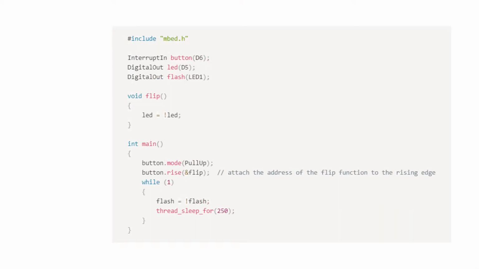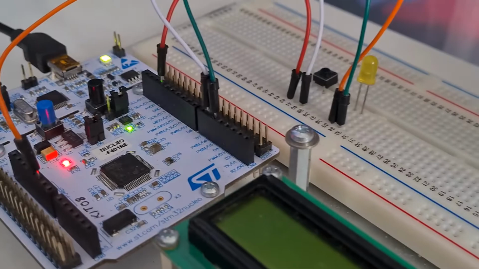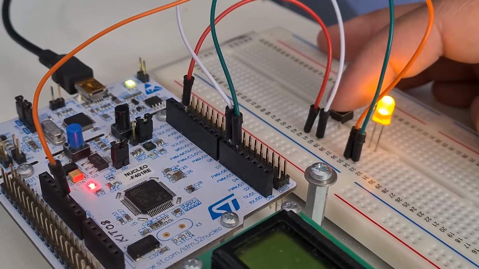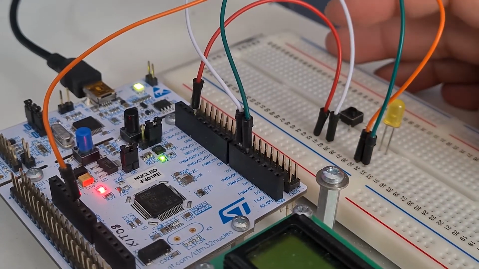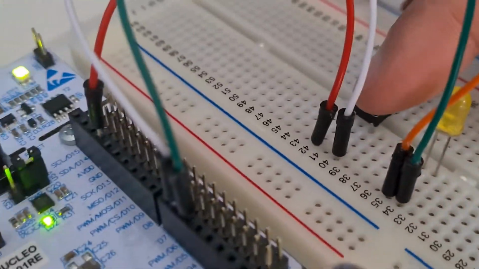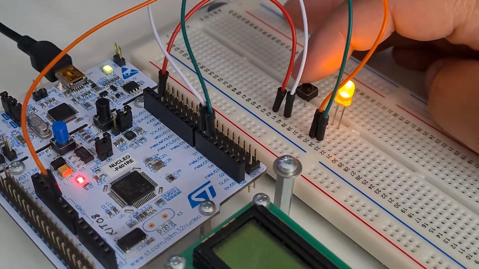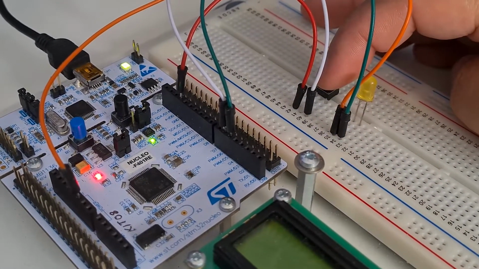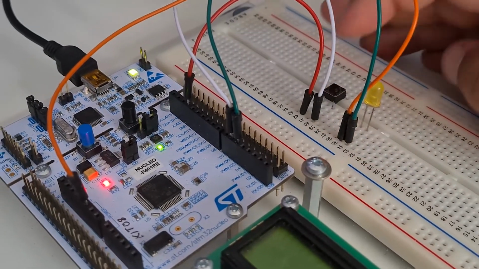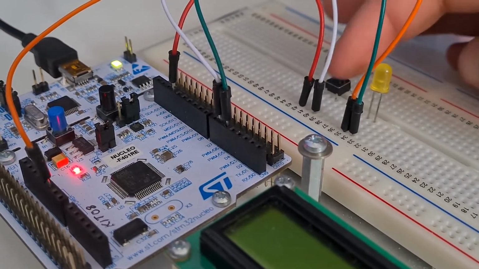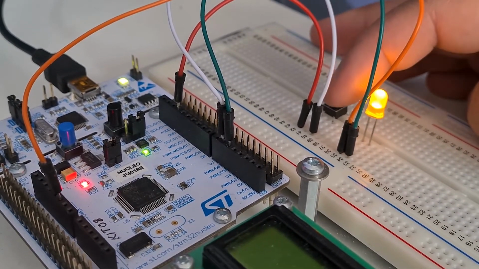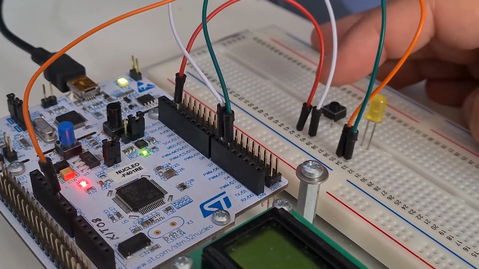So let me show you how this works on the actual breadboard, and then we'll go through the code step by step. So as you can see, the LED on the Nucleo board is just flashing on and off continuously, non-stop. And then when I push the button on the breadboard, the LED turns on. And although it happens very quickly, the program where it's flashing the onboard LED actually stops. And then when I push the button, the LED will turn on. And then when I push it again, it will turn off.